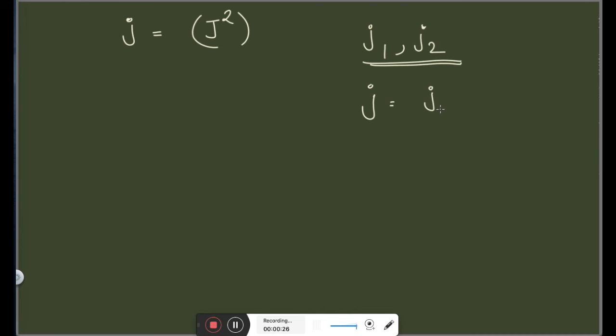Another case is with J. J is the value corresponding to the angular momentum for J square, and for given J1 and J2, the total J adds up from J1 and J2. You can see that J can have values only between J1 plus J2, which is the upper value, and the modulus of J1 minus J2.